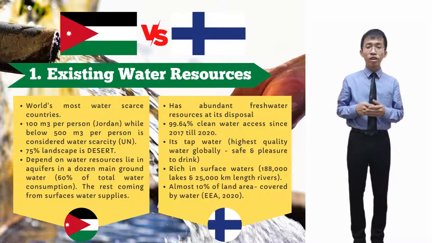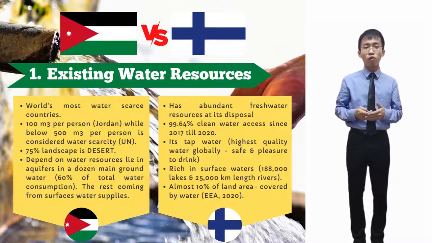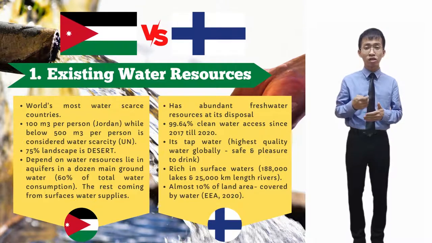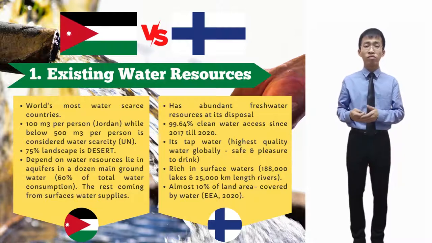And furthermore, Finland is rich in surface waters, with a total of 187,888 lakes and ponds larger than 500 square meters, and rivers totaling 25,000 kilometers in length. Almost 10% of its land area is covered by water. It shows a huge difference between Jordan and Finland in terms of water resources.